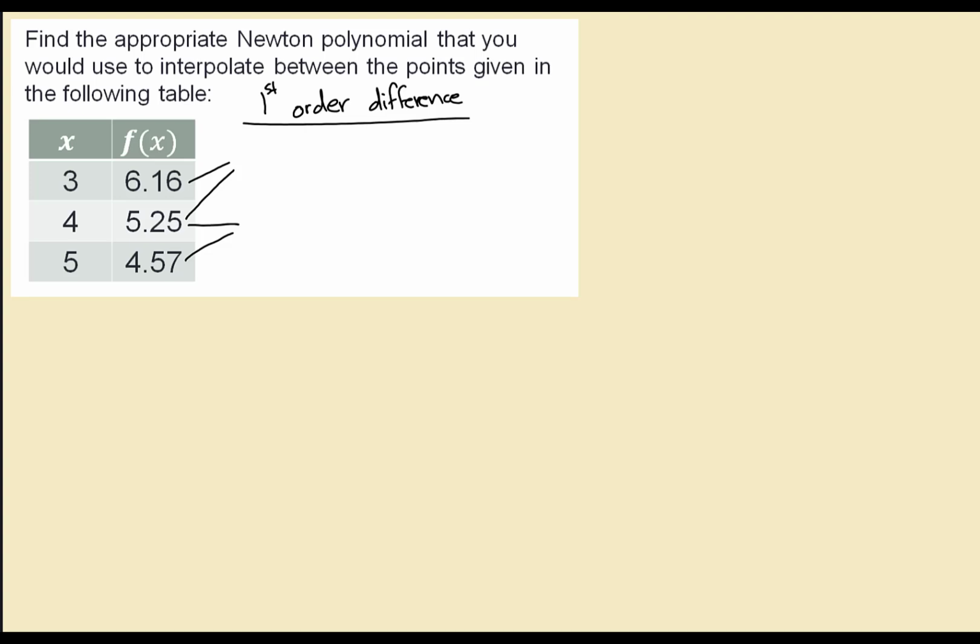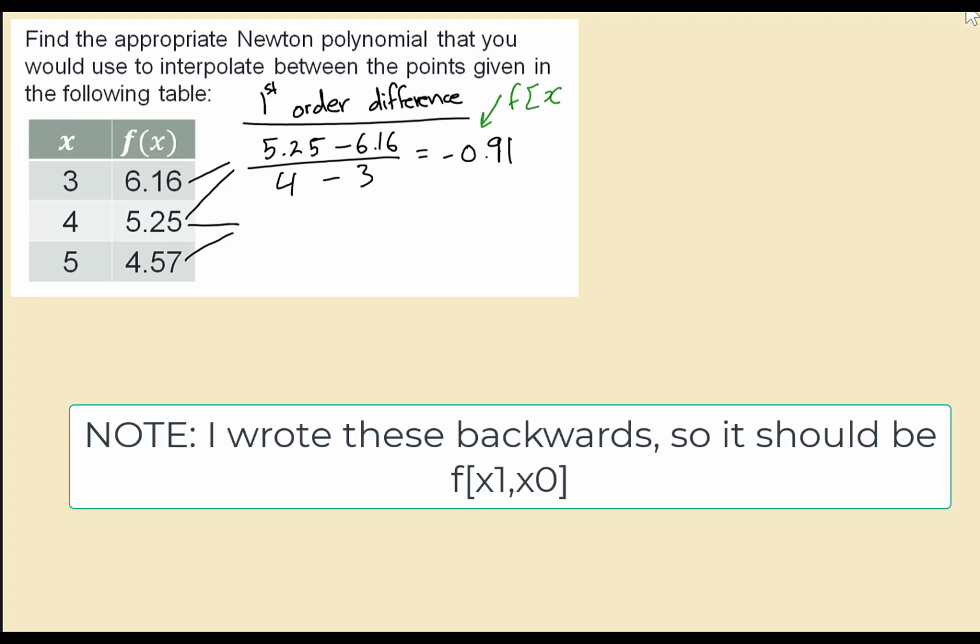Just like we saw in the slides, we're going to take this 5.25 and subtract 6.16 and then divide by 4 minus 3. And we get a value of negative 0.91. So in this case, this would be the same as f of, in square brackets, x0 and x1.